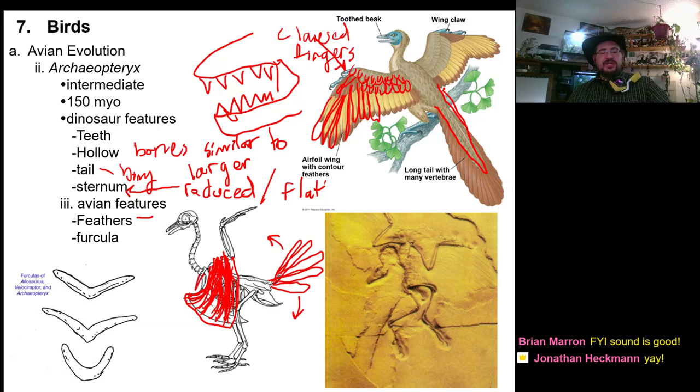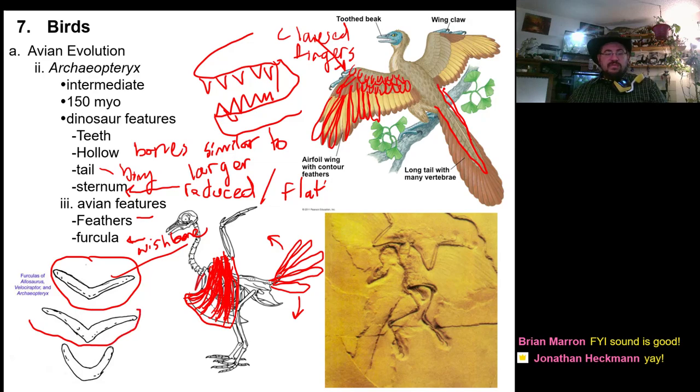Another cool avian feature is the furcula. You might know it in avian dinosaurs as the wishbone. Very cool. Lots of theropod dinosaurs had the furcula. Here's an Allosaurus furcula. Here's a Dromaeosaur, the Velociraptor furcula. And here's the Archaeopteryx furcula. And then a modern avian furcula has some little jointed surfaces.